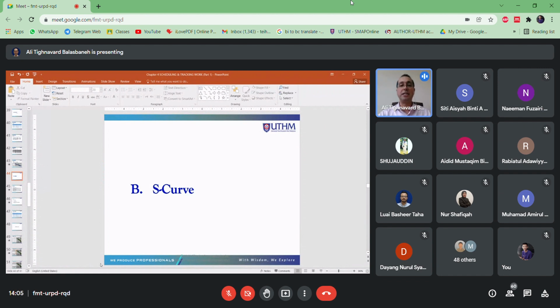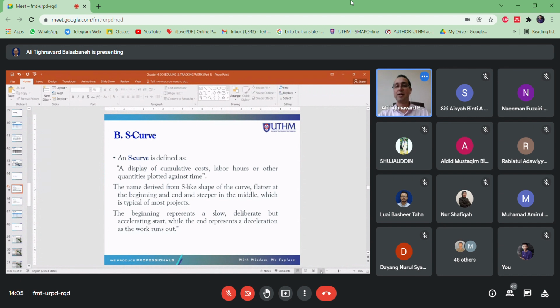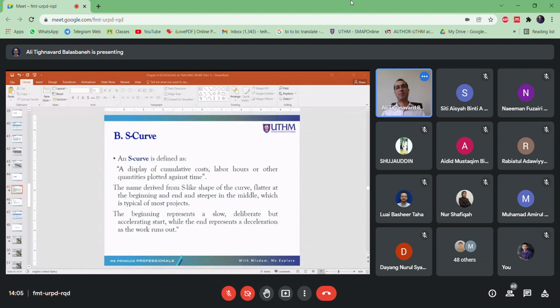Now let's continue the S curve. The S curve is defined, as you can read here, as a display of cumulative cost, but not limited to cost, also labor hours. Cost, labor hours, and we can also plot a different quantity of the project as an S curve to find out how the process is going on. By drawing the S curve, you can answer those questions: is the project on track, or are we behind the schedule, or ahead of the schedule?